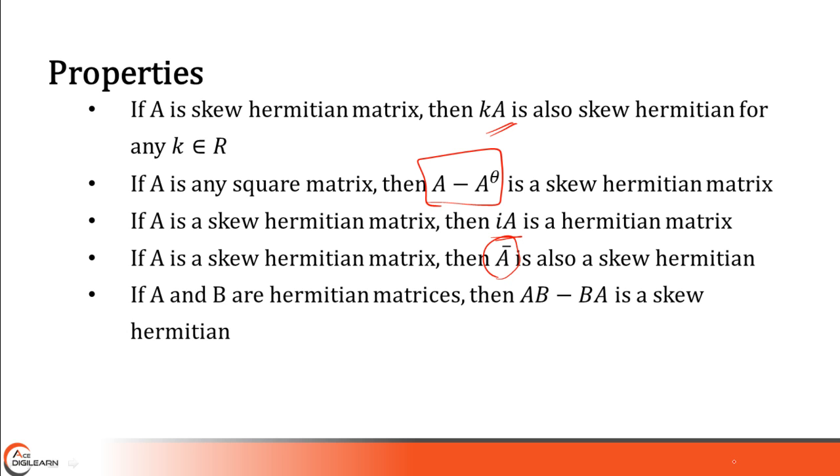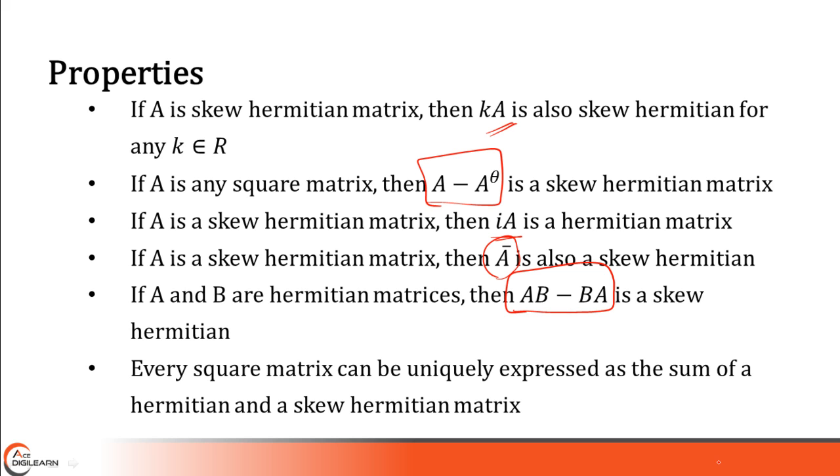If A and B are any two Hermitian matrices of the same order, then AB minus BA is a skew Hermitian matrix. And every square matrix can be uniquely expressed as the sum of a Hermitian and a skew Hermitian matrix.